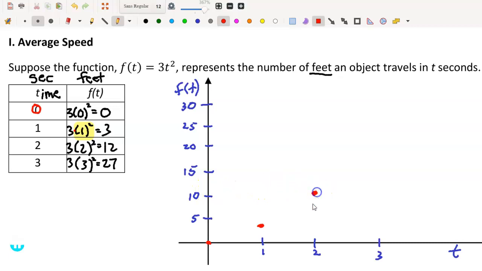All right, nothing we haven't done before. And then, of course, it jumps way up to 27. Go way up here at 27, that's going to be 3. And this is a continuous graph, so we connect them all up.